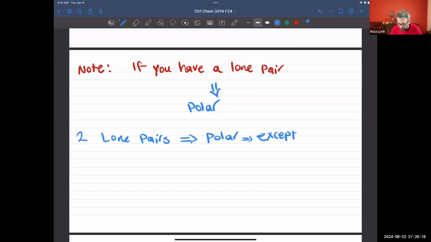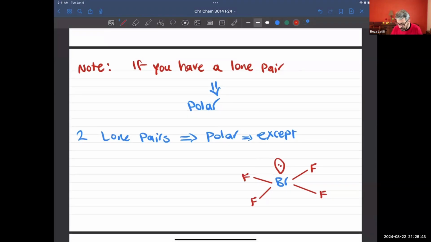And what's that geometry? It is square planar. Let me double check it. We can use xenon tetrafluoride, I think that's going to be a better example. Xenon tetrafluoride: because you have 2 lone pairs, those 2 lone pairs will cancel each other. So this molecule will be non-polar.